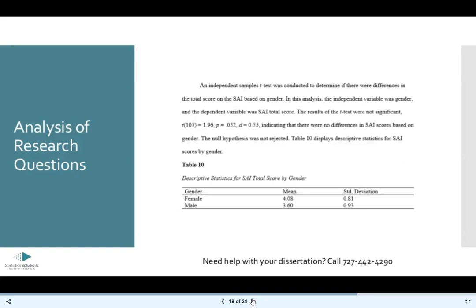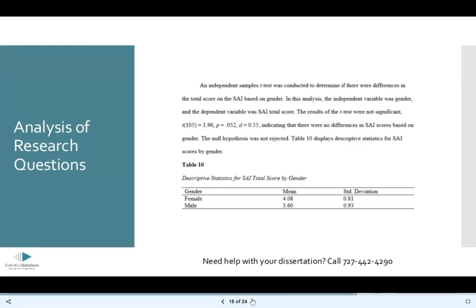And then we show the results of the t-test, including our test statistic with our degrees of freedom in parentheses. And we also note our p-value, which in this case is greater than 0.05. So that is the fourth line there. We've got our t statistic, 1.96. We have our degrees of freedom, 105, our p-value, 0.052, and then we have our effect size, 0.55. In this case, again, our results are not statistically significant, and the measure of our effect size, which is Cohen's d, is reported.